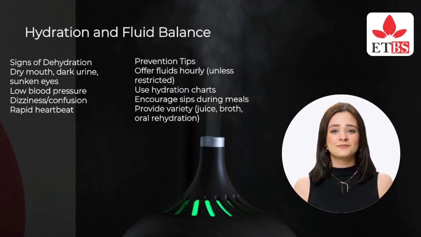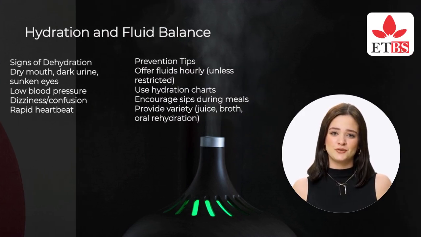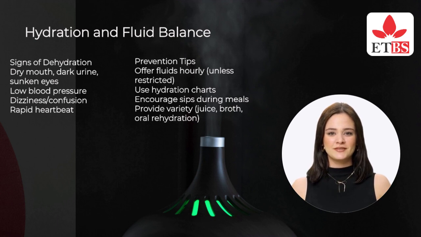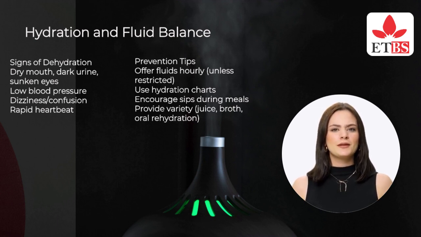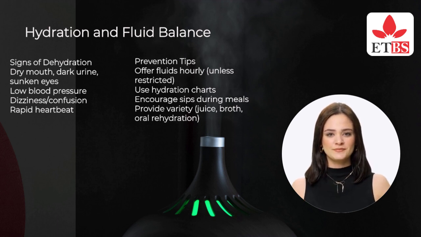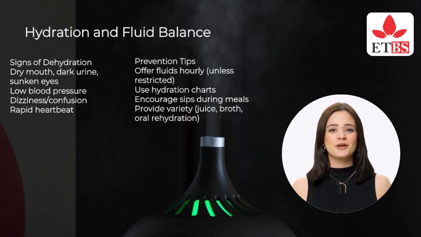Hydration and fluid balance. Water is life. Patients with poor mobility or decreased thirst are at risk of dehydration. Signs of dehydration: dry mouth, dark urine, sunken eyes, low blood pressure, dizziness, confusion, rapid heartbeat. Prevention tips: offer fluids hourly, unless restricted, use hydration charts, encourage sips during meals, provide variety, juice, broth, oral rehydration. For patients on fluid restrictions, e.g., heart or kidney disease, caregivers must monitor strict intake output balance.